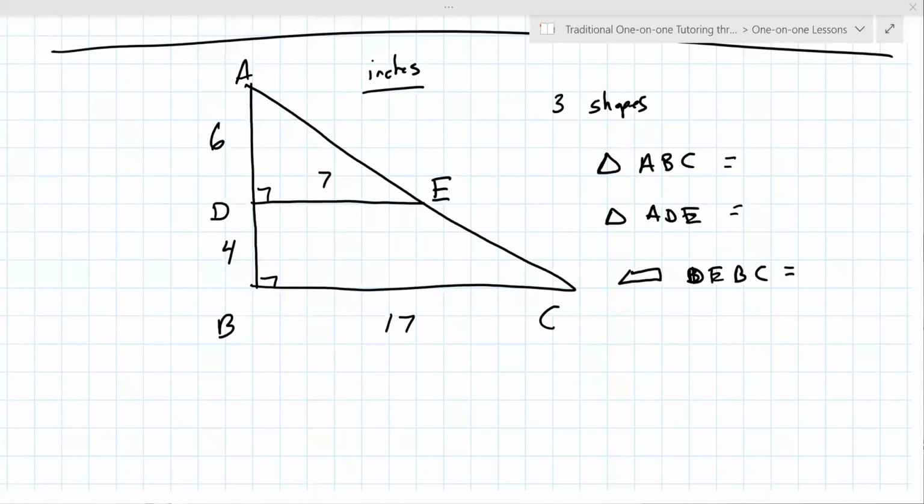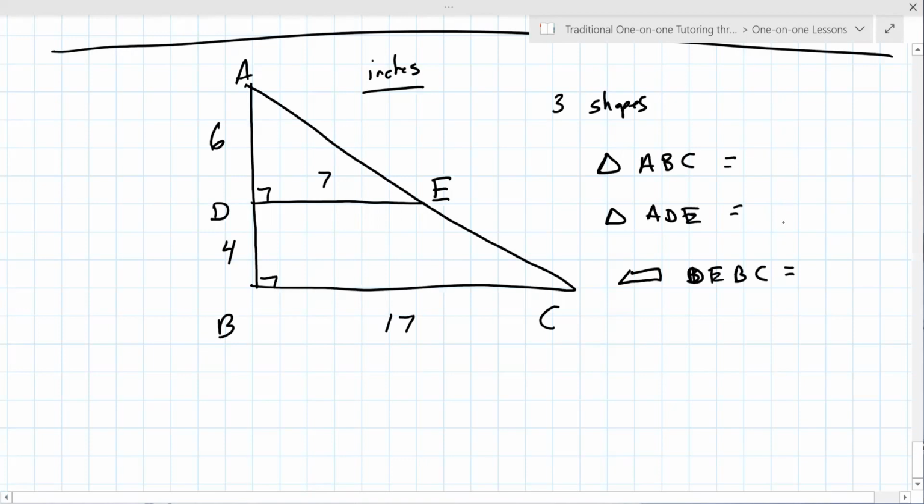Okay, I think I got it. Okay, go ahead and give me your final answers for any 3 of these, whichever ones you got. Okay, so for shape A, D, E, I got 24 inches squared. Yeah, you said 24 inches squared. Yeah, so 7 times 6.